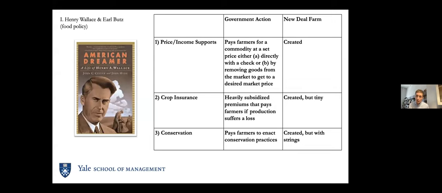Comes along Henry Wallace, who was writing a lot about the failure of this laissez-faire framework. Think about it: if you're about to lose your farm, you're going to keep pushing your land and overproducing, because if you don't, you're going to lose it. So there's no incentive for the market to self-correct until a bunch of people go through catastrophic bankruptcies and losses.